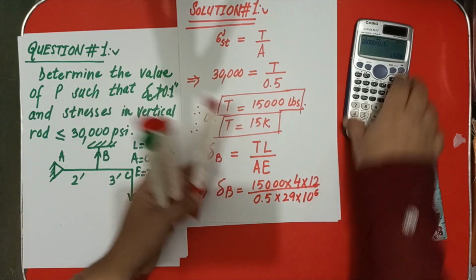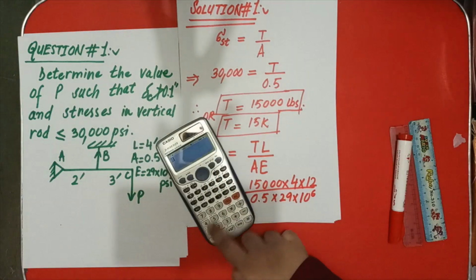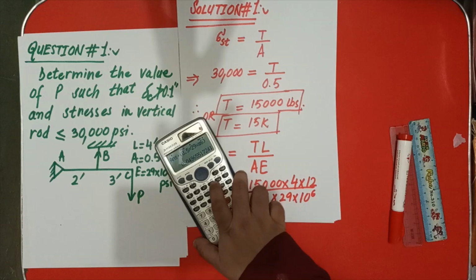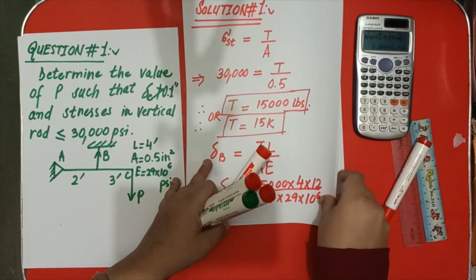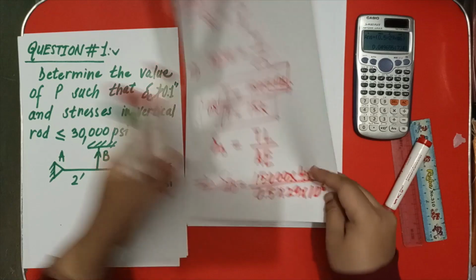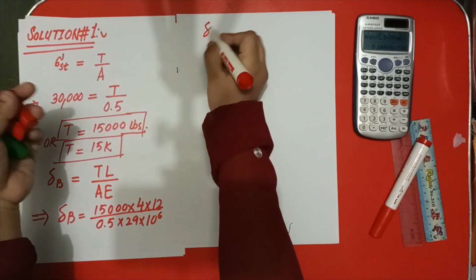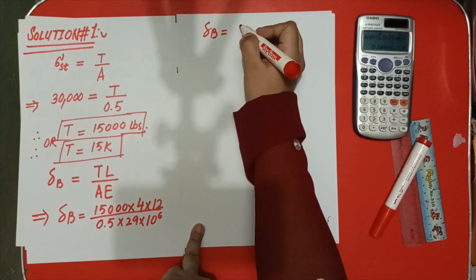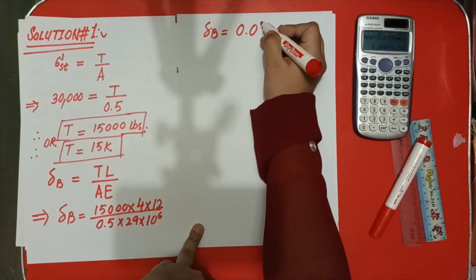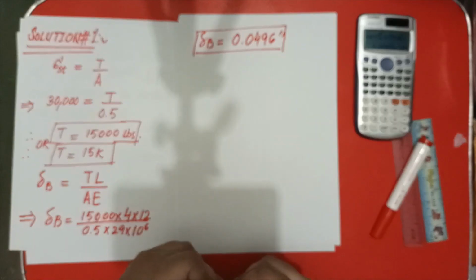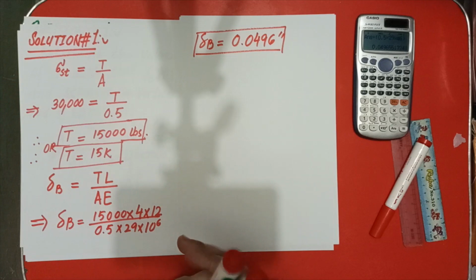So what will be the answer? Let me see that. 15,000 multiplied by 4 multiplied by 12 divided by 0.5 into 29 exponent 6. So it is coming out to be 0.049. So ΔB is coming out to be 0.0496 inches. So whether it is less than the given value or not.